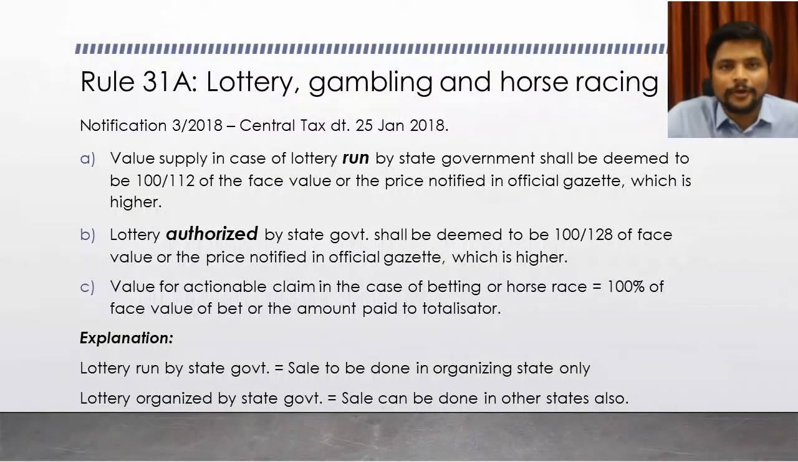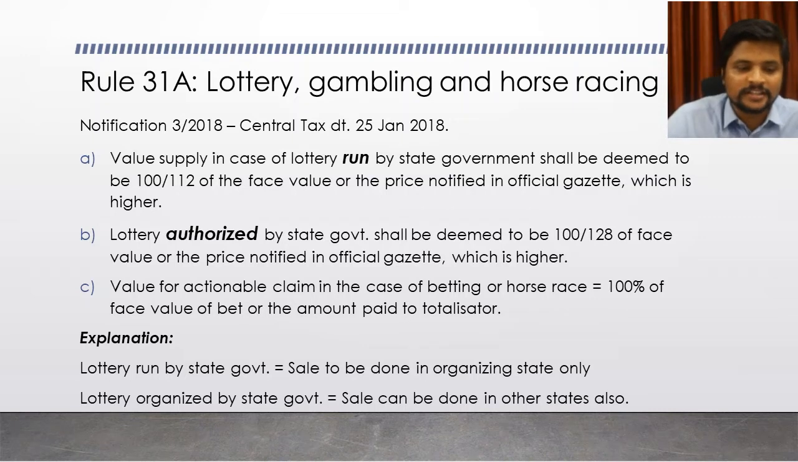Okay, now we are going into the next rule. Rule number 31A. This rule applies in the case of lottery, gambling and horse racing. In these types of transactions, we will have to refer to this Rule 31A. There is a notification as well. Notification 3/2018, issued on 25th January 2018. This rule is actually notified through this notification.